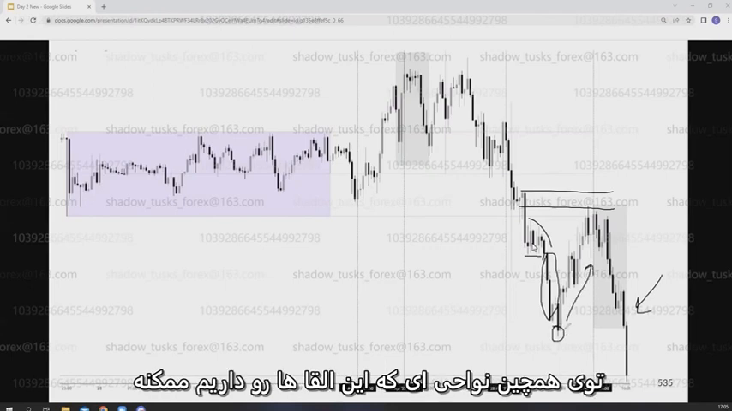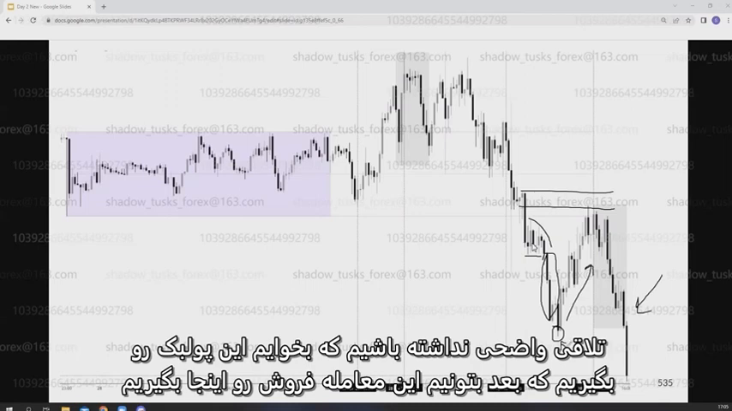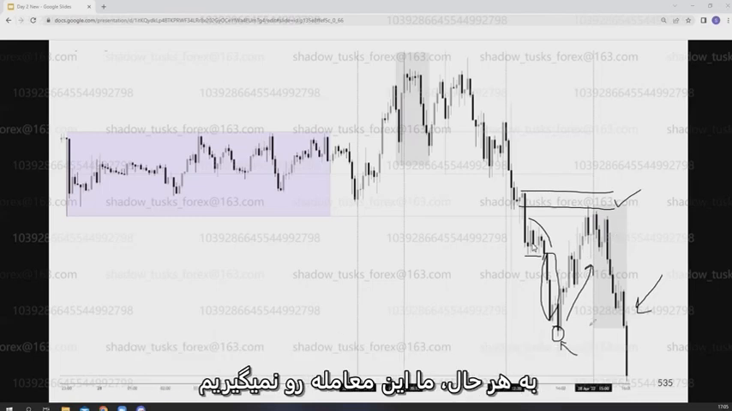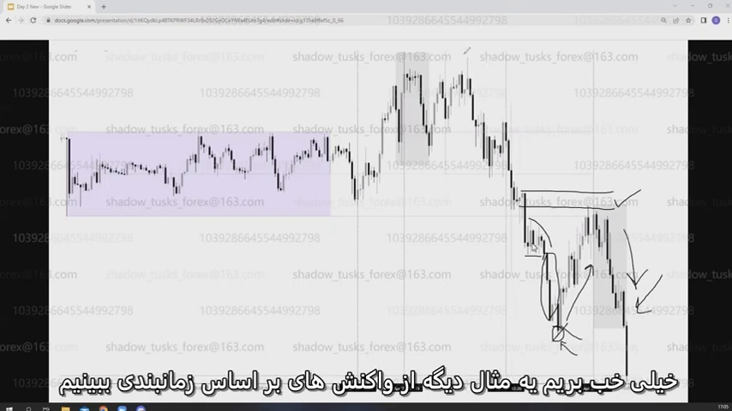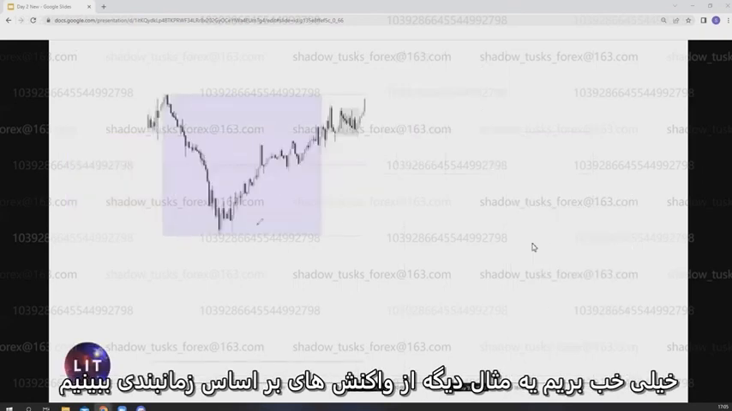Now, in areas like this where we get this inducement, we may not have the right confluences to take that pullback to then take this sell over here. Nevertheless, you don't take this trade then. You just take the sell, which is a pro trend, of course. So let's see another example of more timing-based reactions.